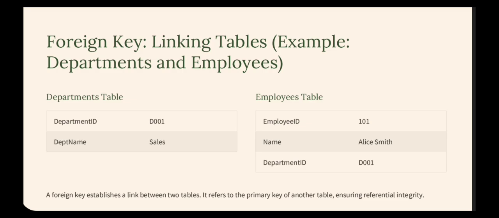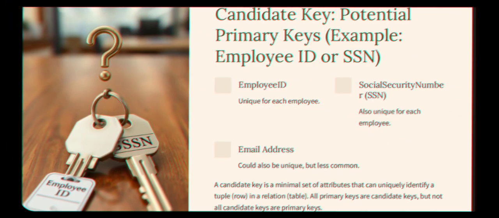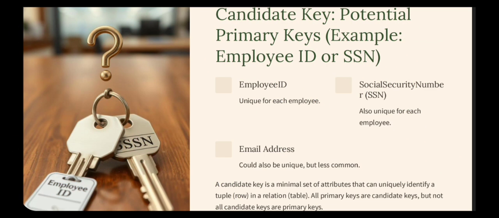So a foreign key establishes a link between two tables. It refers to the primary key of another table, ensuring referential integrity. So here we need a primary key so that we can identify which one is foreign key and link between the two tables. So let us move towards our next point. So our next key is candidate key, that is also called as potential primary key.